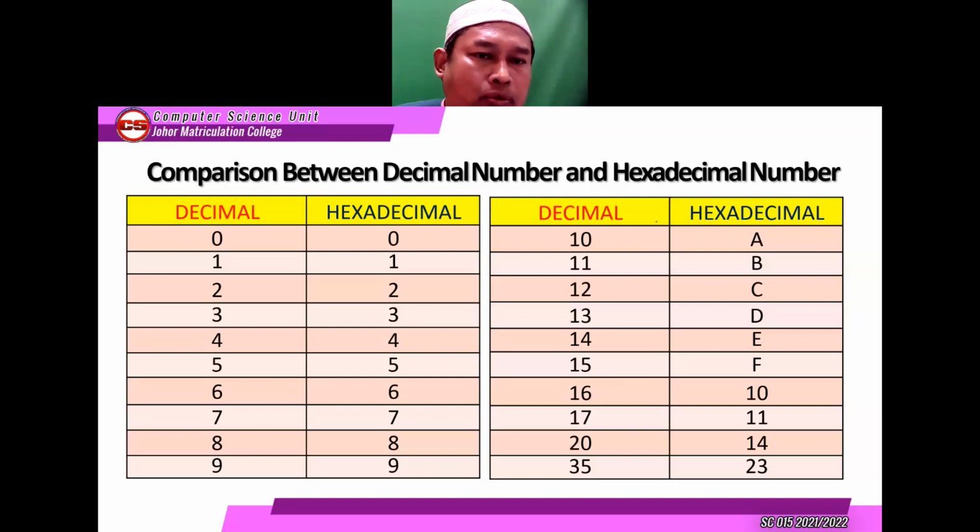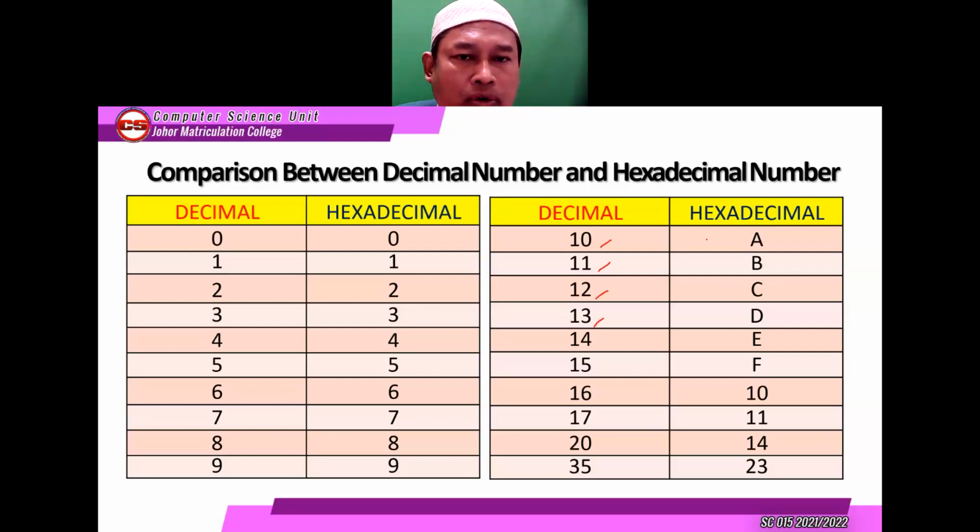Decimal number is 10, 1 and 0, 11, 1 and 1, 12, 1 and 2, 13, 1 and 3. This is for symbol in decimal number. But in hexadecimal numbers, after 9 is not 1, 0, because 10 in hexadecimal number is 16. So much different from decimal numbers.